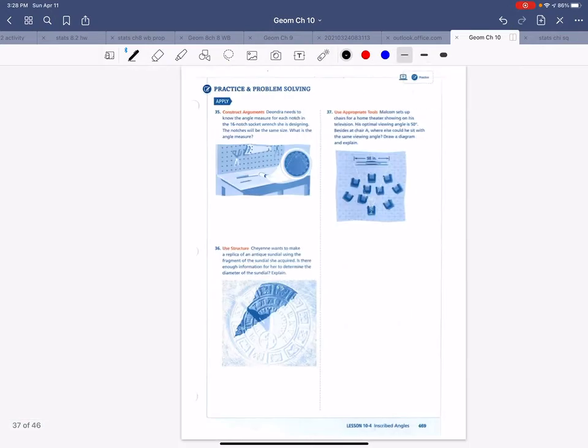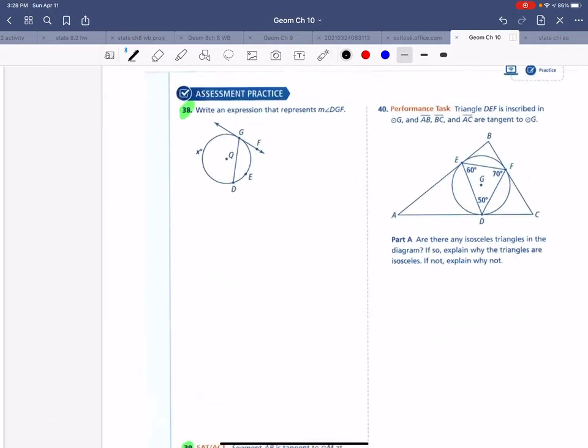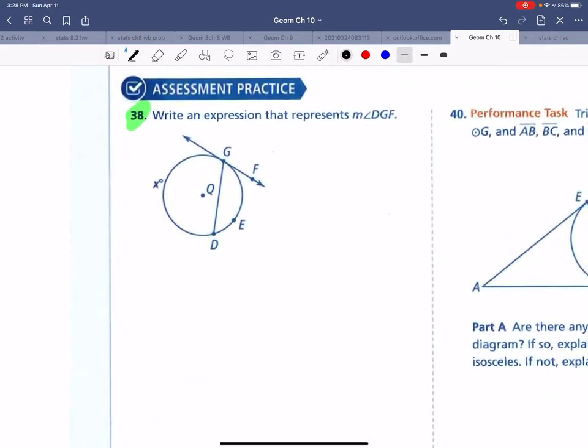After 31, we're going to go to the last page here and do these two questions. Write an expression that represents the measure of DGF. Okay, so what is an expression? It's something with letters and usually letters and numbers.